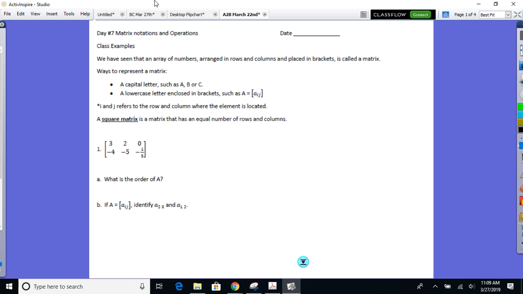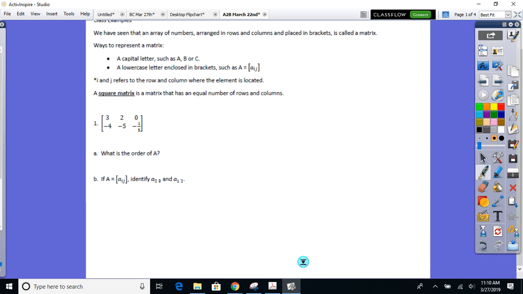Not actual rows and columns, but this matrix plus this matrix. This matrix times 5. That's what we're doing now over the next couple days. First thing I've got to show you guys is how to name a matrix. You can name it with a capital letter or these little symbols with the A, the I, the J. I'll talk about that in a second.